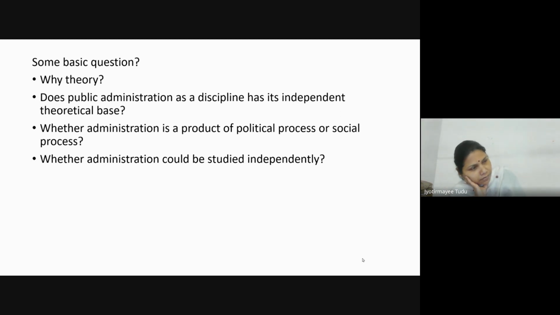A similar kind of argument was first reflected in the writings of Woodrow Wilson, titled The Study of Administration. There he mentioned that administration needs to be independent from the process of politics on two grounds. The first ground is that the job of public administration is the implementation of policies, or enforcement of rules and regulations.